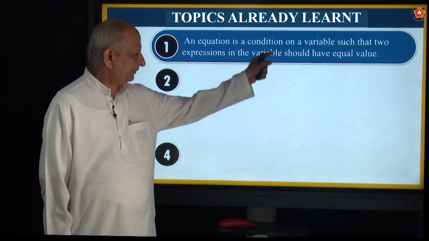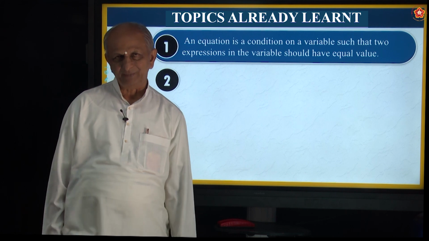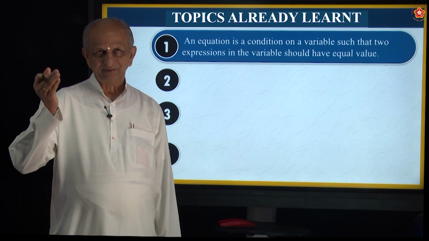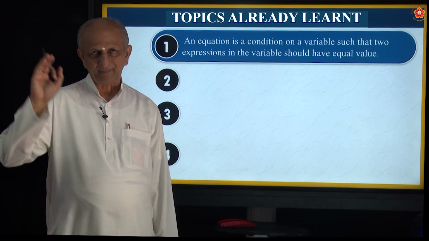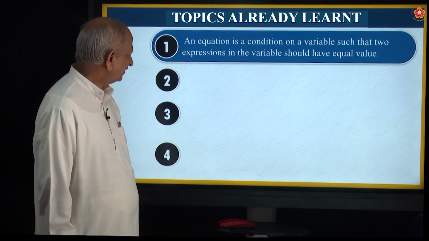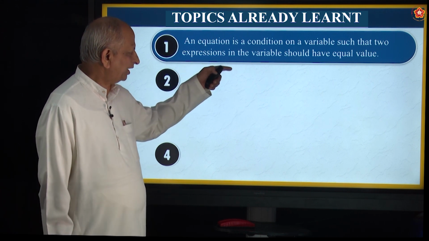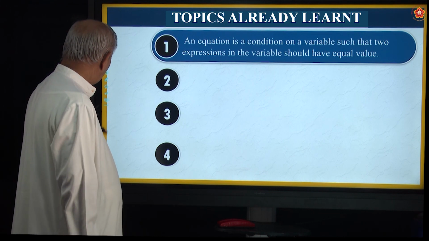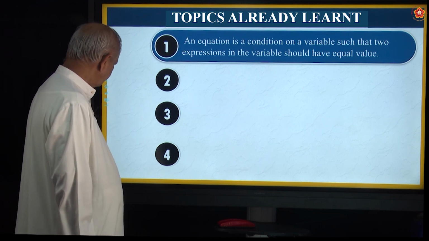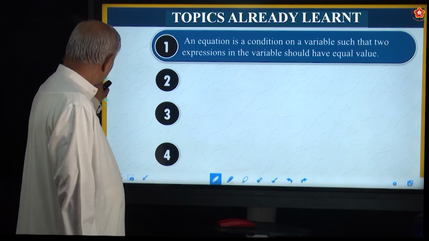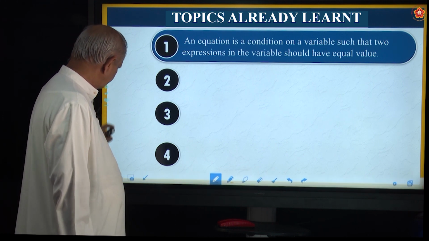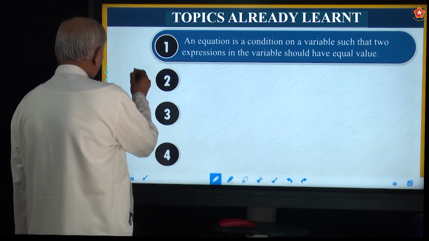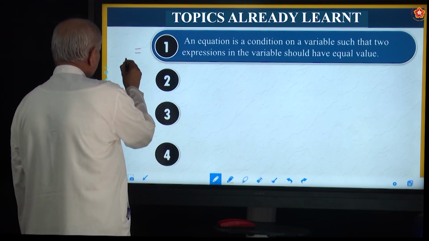So it is a condition on a variable. That means some number is added or subtracted and it is equal to some number. Correct? Such that the two expressions in the variable should have equal value. So we use the symbol of equals. And by using the sign equal, we get an equation.